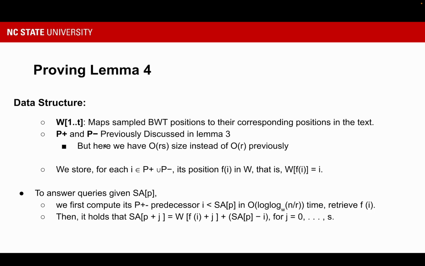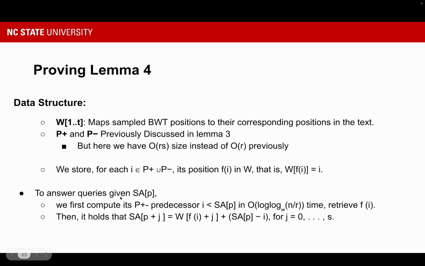One more data structure is the W data structure. It runs from 1 all the way to the position t. It maps sampled BWT positions to their corresponding positions in the given text. So for every single i, we store P plus and P minus for its position in W. Essentially when you get W of f of i, it gives us the position back.